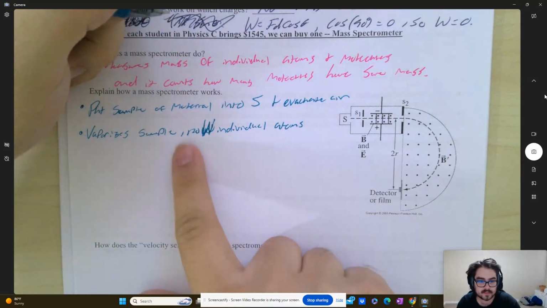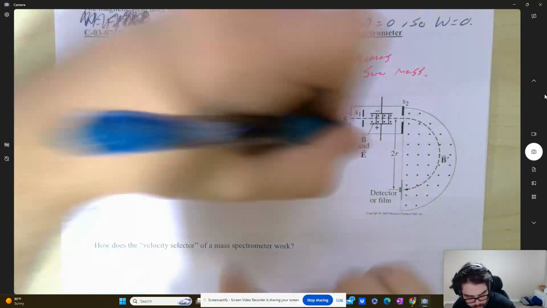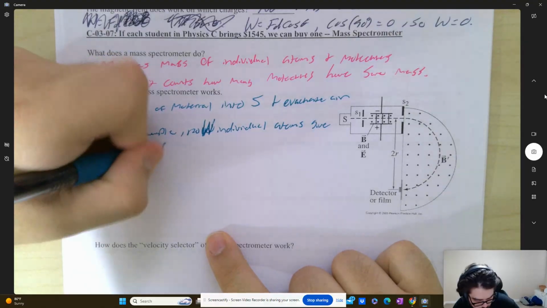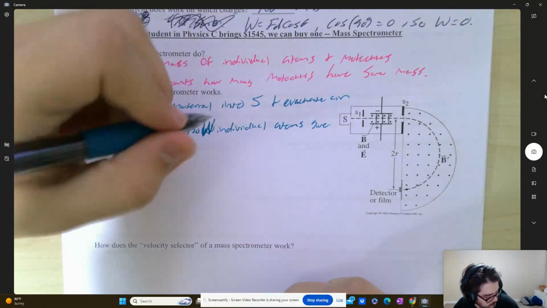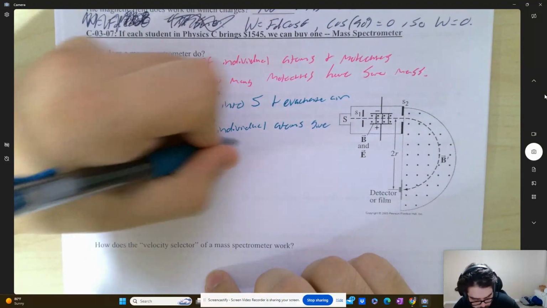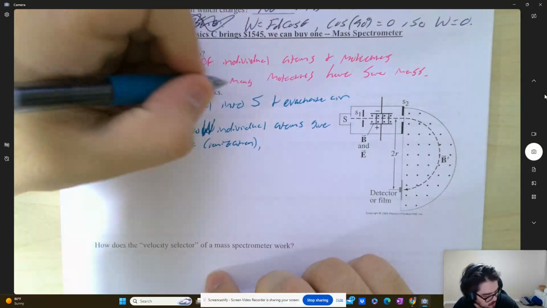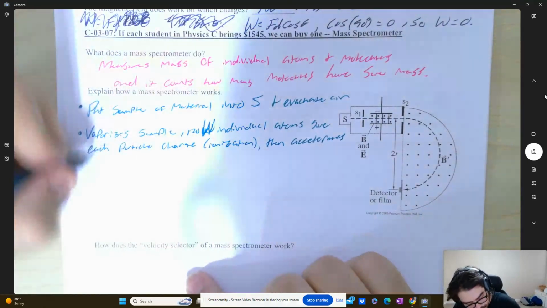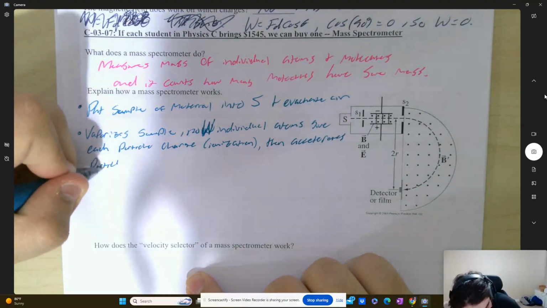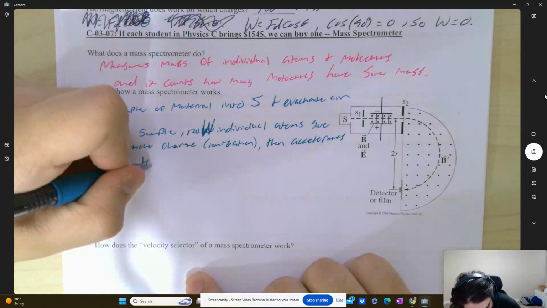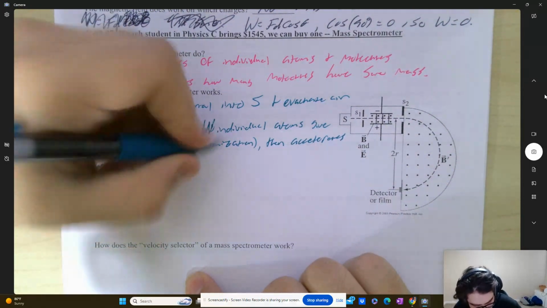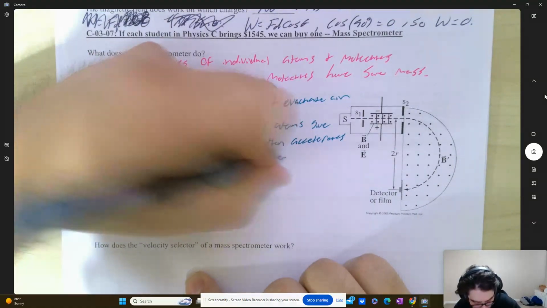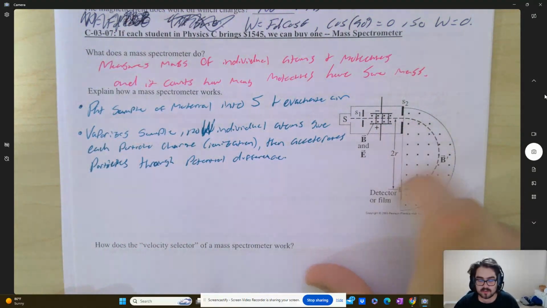Okay, I don't have my whiteout with me. This is now individual atoms. Then each particle is given a charge through ionization. Then it accelerates the particles through a potential difference. So you have the two plates, and it shoots the particles through.